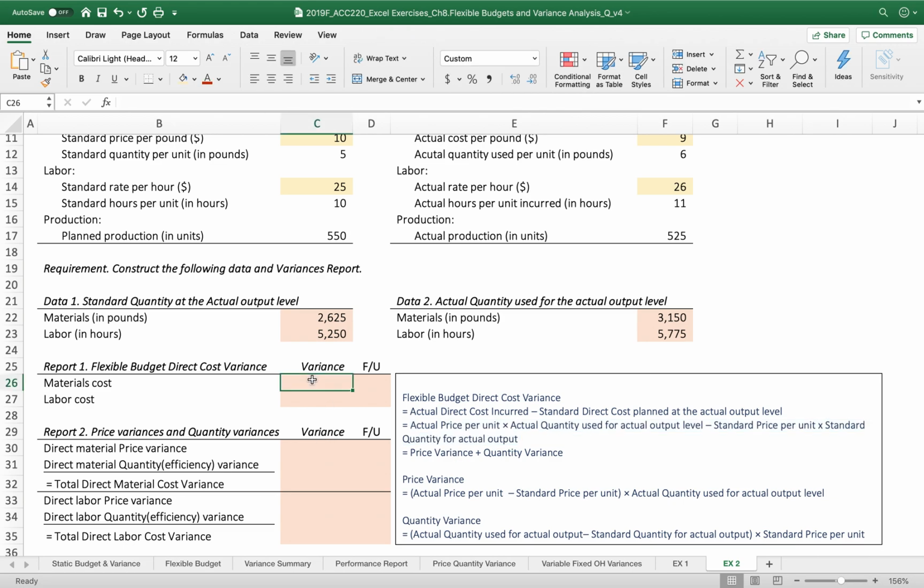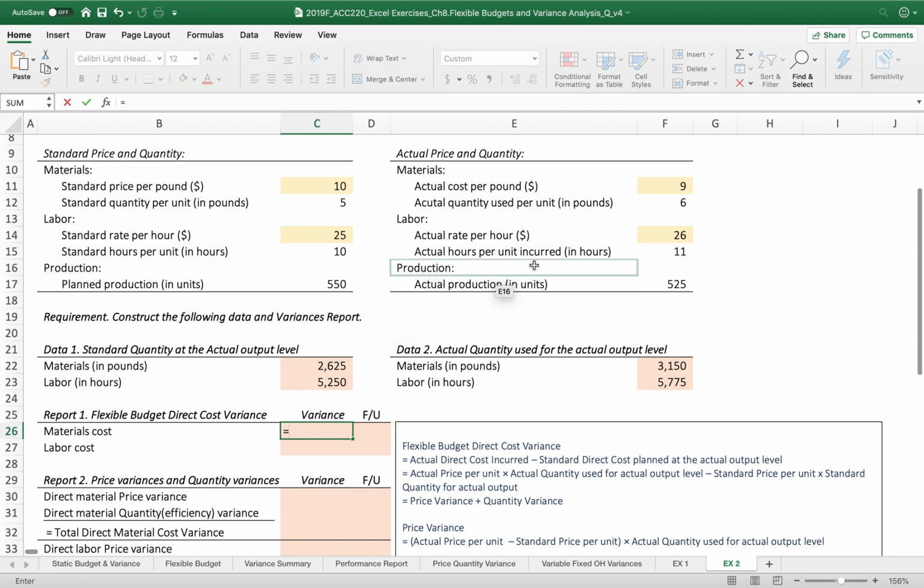And then let's calculate the direct material cost variance. How do you calculate? We use that equation. Where is actual? Okay, here we go. Actual 9 times the actual material we used. And then minus, where is the standard price per unit? Standard price per unit. That unit again is not the trumpet. That unit is the pound, right? Here 10, and then times, what do we want to use? Right, we use this. We already calculated these materials, 5 quantity times 525 actual production. So we come up with this variance.